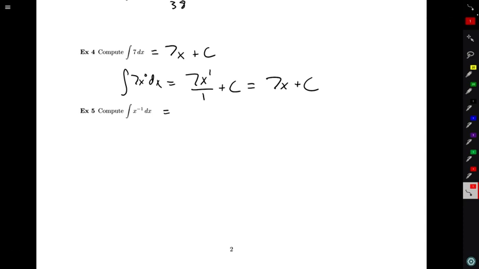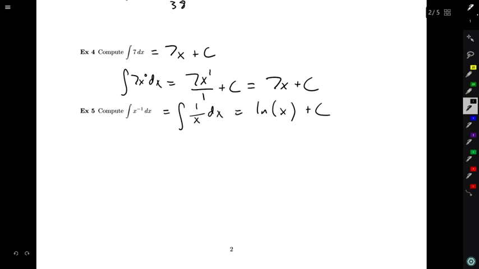So there seems to be a problem with minus 1. In particular, it's the problem that when you try to apply this pattern that we've applied, you end up with a 0 in the denominator. So let's think a little bit more about this. The integral here of x to the minus 1 is the same thing as saying 1 over x. So I'm looking for a function whose derivative is 1 over x. And, in fact, I know one of those. It's natural log of x.